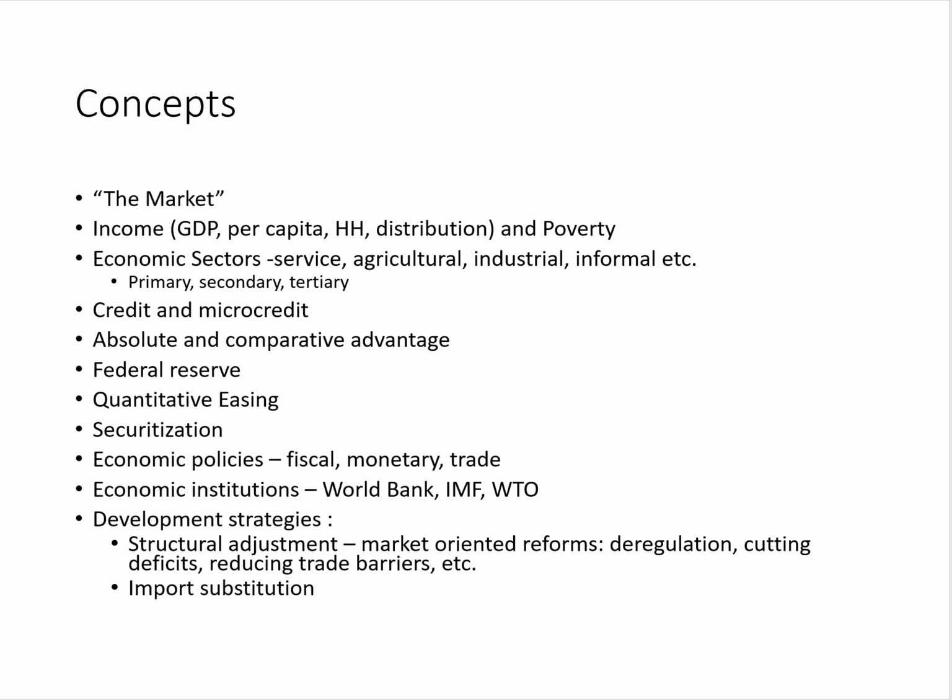The different economic sectors that are listed here. The U.S., for example, is primarily a service-based country. We have agricultural, industrial, informal, etc., as well as the primary, secondary, and tertiary economic sectors.